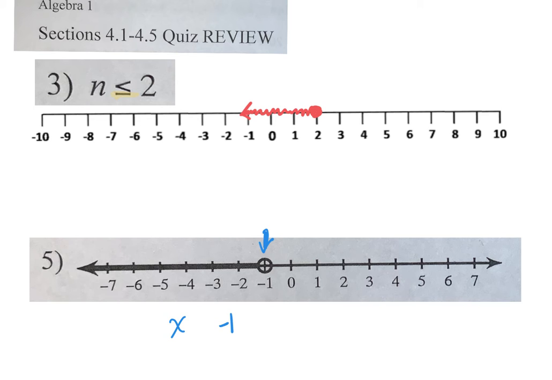Smaller. So we're going to use less than. And then is it open or closed circle? Open. So we're going to leave it as just less than. If it were closed, we would put the or equal to piece of it.